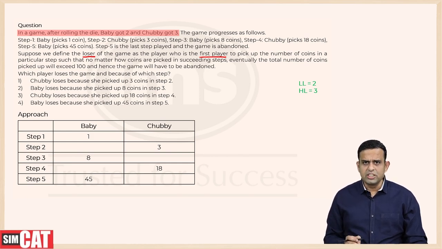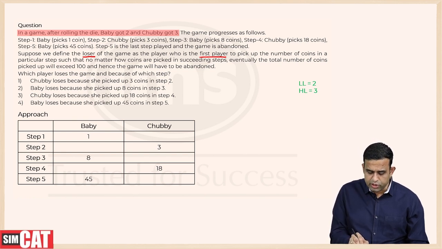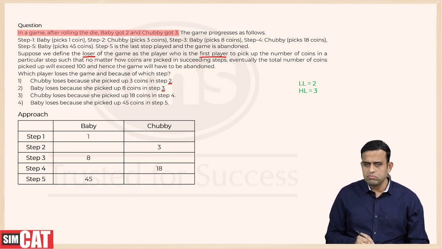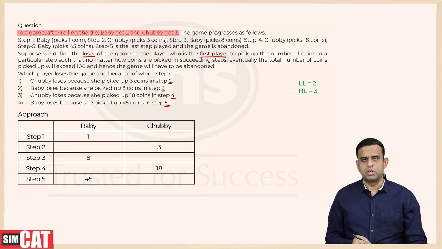What we have to do in this case is go by the options. If I need to find the first player, I need to find the earlier step in which the game could have been lost. So I will start with option 1 because that is step 2, then move to option 2, then option 3, and then possibly option 4.